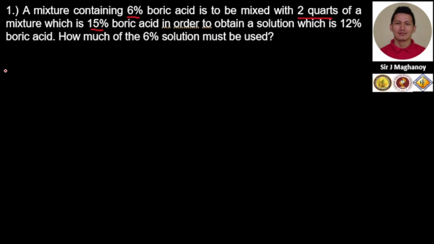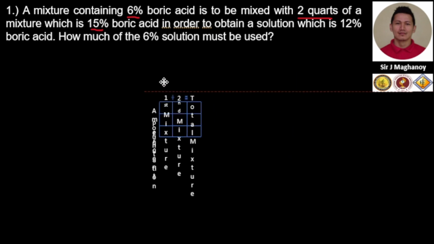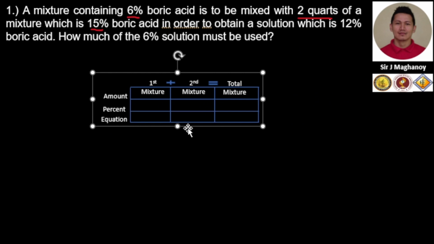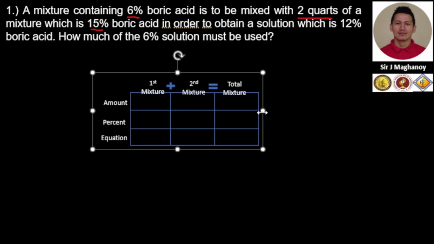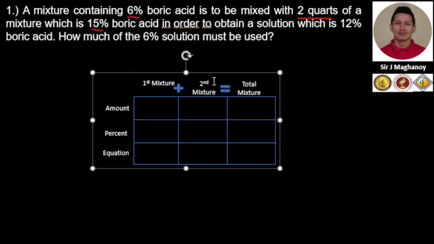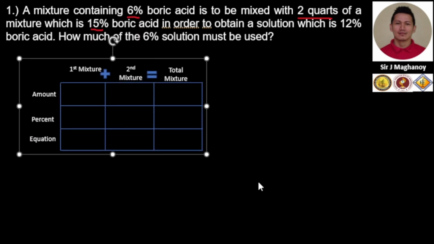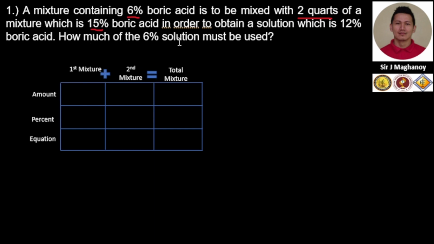If you recall, in our TRD, we have a TRD box or table. In dealing with a mixture problem, we also have a mixture table. This mixture table will help us formulate our equation. So, our mixture, what type of mixture? That is boric acid.